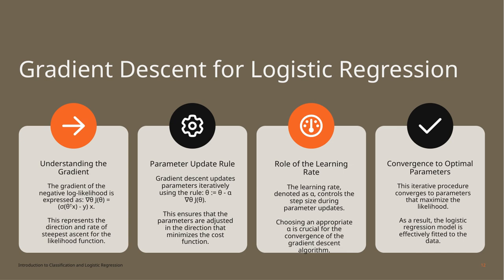Finally, this iterative process of updating parameters continues until the model converges. That is, until the parameters stabilize around values that maximize the likelihood. When this happens, our logistic regression model is well fitted to the data, providing reliable predictions. So, in summary, gradient descent in logistic regression involves understanding how the gradient guides parameter updates, adjusting those parameters carefully with an appropriate learning rate, and iterating until we've found the best fit for our data.